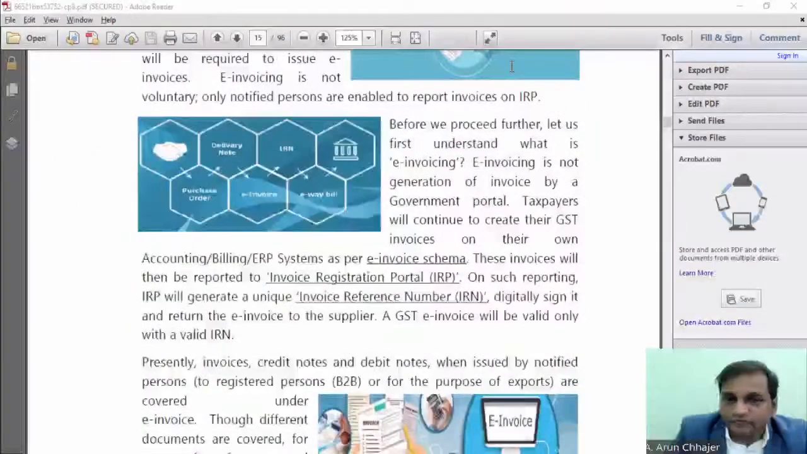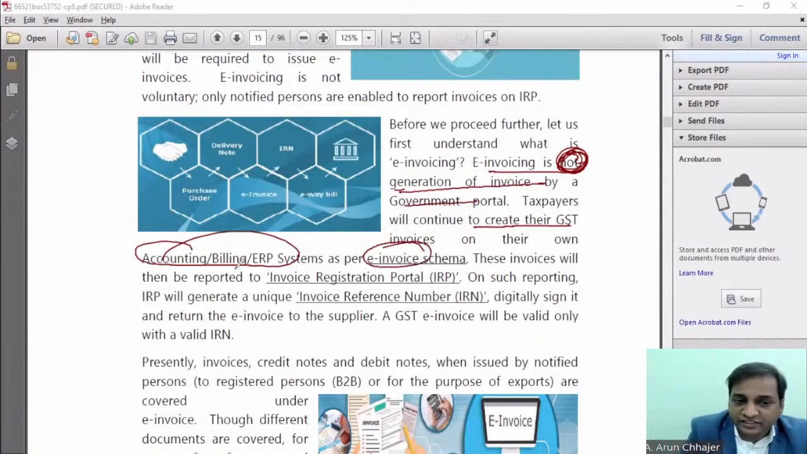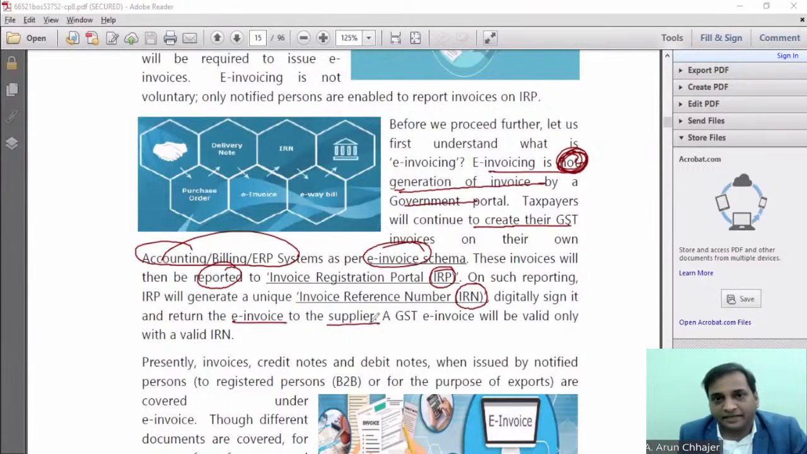What is the concept of e-invoice? E-invoice is not the generation of invoice by government portal. Taxpayer will continue to create GST invoice by using the accounting software as per e-invoice schema. Then it will be reported in IRP portal. Once you report, it will give the IRN number, digitally signed, and return the e-invoice to the supplier.